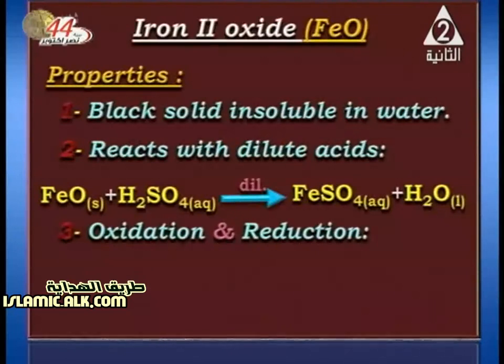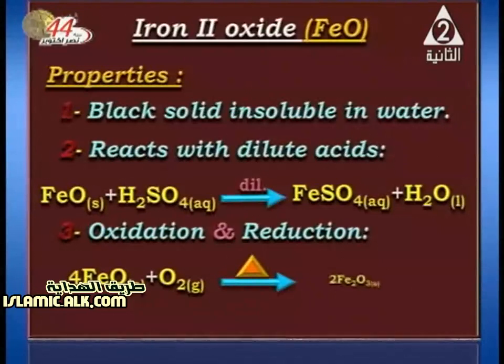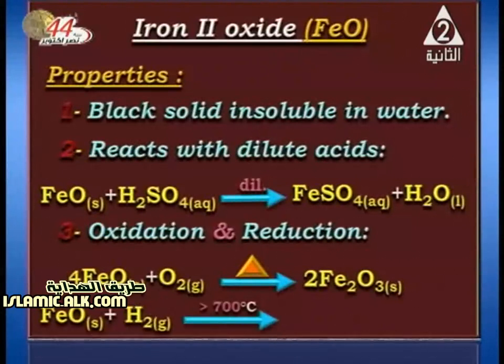Here the oxidation and reduction. So the oxidation of iron 2 oxide by oxygen of air gives iron 3 oxide, while its reduction by hydrogen or carbon monoxide above 700 degrees Celsius gives iron, releasing water vapor.